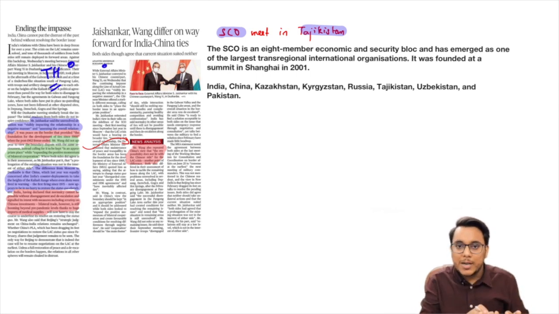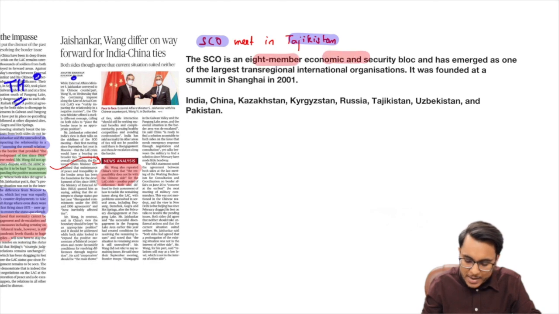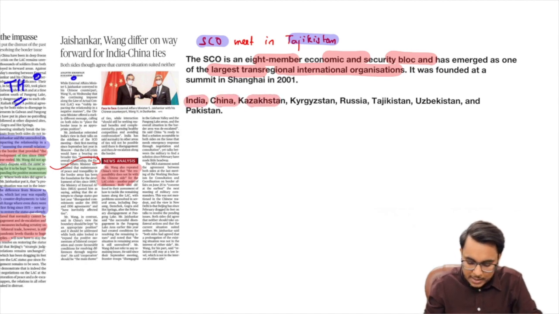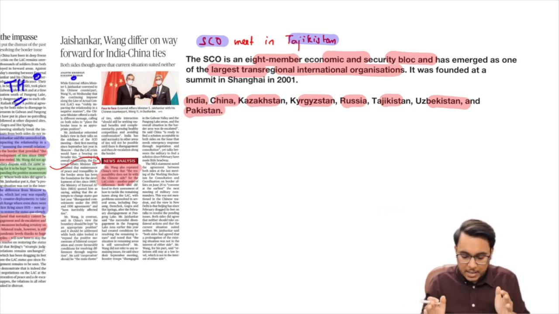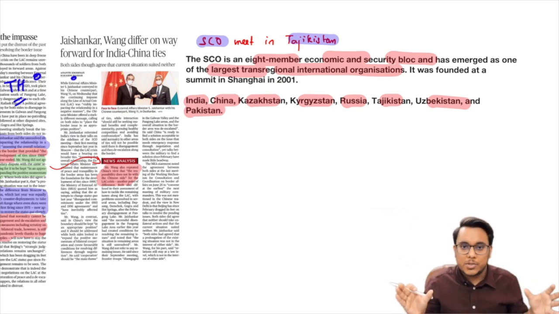Now, before going into this article, first a very basic thing: we have used the word SCO. What is this SCO? So guys, the Shanghai Cooperation Organization is an 8-member economic and security bloc within Central Asia, which has emerged as one of the largest trans-regional international organizations. Now guys, the 8 members of SCO are India, China, Kazakhstan, Kyrgyzstan, Russia, Tajikistan, Uzbekistan, and Pakistan. Now, countries such as India, China, and Russia are not part of Central Asia. They are basically other geostrategic players.